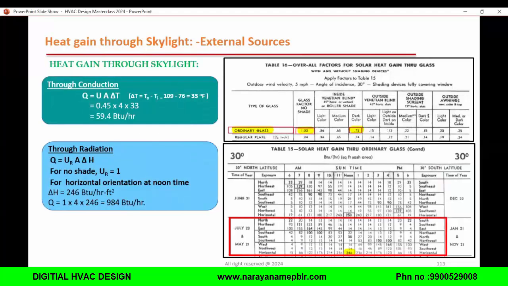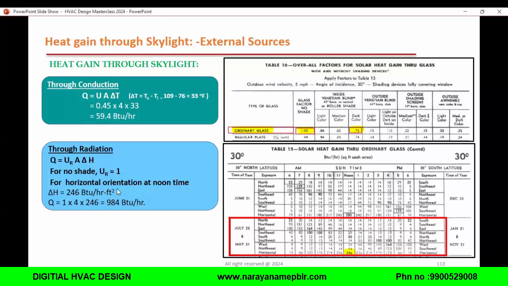Sir, what is the physical meaning of that H? Heat. Okay, del H is heat gain. And Q is also heat? Q is total heat, so this is per unit. If you multiply the area and U value, you will get the total heat. Q is your total heat.